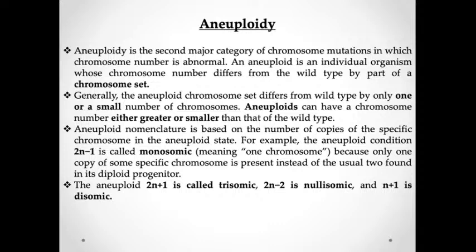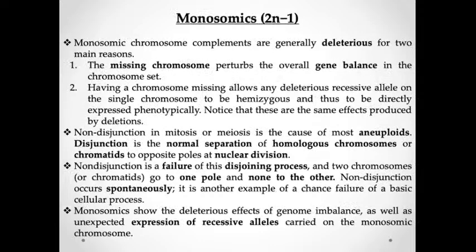There are also aneuploids, in which chromosome mutations happen and chromosome numbers are abnormal. There is only part of a chromosome set in that case. Either they will be increased or decreased, like monosomic, trisomic, nullisomic. Monosomic chromosome complements are generally deleterious for two main reasons. Missing chromosomes perturb the overall gene balance in the chromosome set. Non-disjunction in mitosis or meiosis is the cause of this.